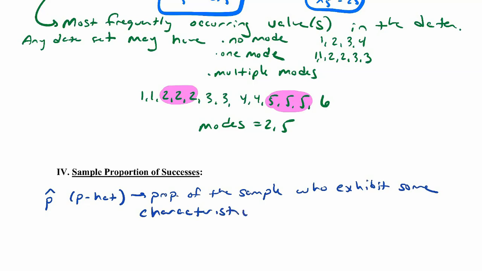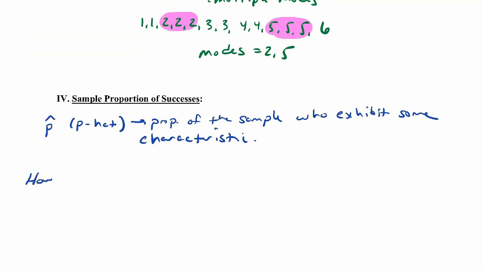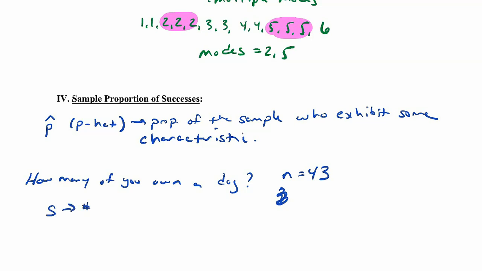Okay, maybe again I go with dog owners. How many of you own a dog? And maybe, let's suppose that there's 43 of us in our class, including myself. I'm a dog owner, and let's suppose I'm going to use S to represent the number of successes. It's like the frequency. So let's say maybe 25 of us out of the 43 own a dog. Well, our sample proportion, as we would call it, p hat, would just be that fraction, 25 out of 43. It's basically your relative frequency.